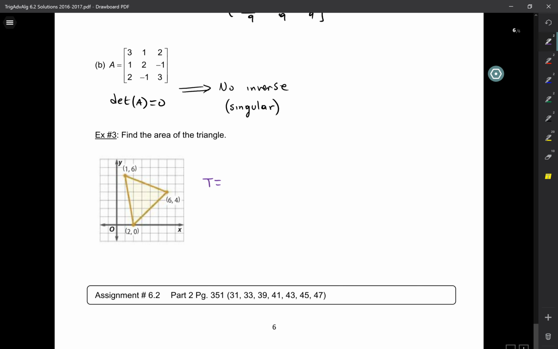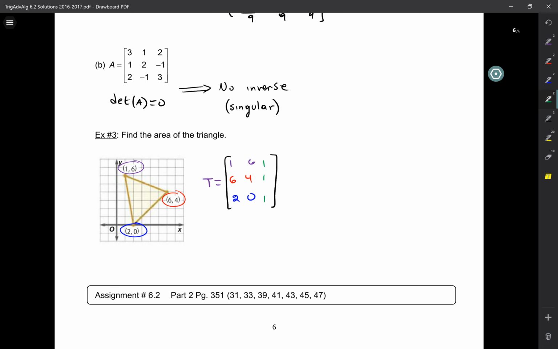So watch. What we're going to do is write these coordinates. 1, 6. Okay? And then this one is 6, 4. And this one is 2, 0. Yeah, no, the order doesn't matter. But just write them like this. Now, we need to make this a 3 by 3. I'm missing a column. For that missing column, I put in ones. Why ones? That's the rule. Can it be anything else? Nope, it can't be anything else.